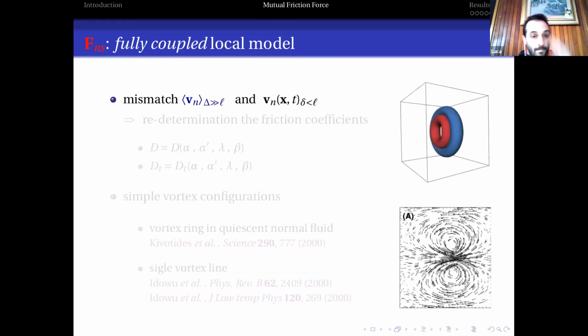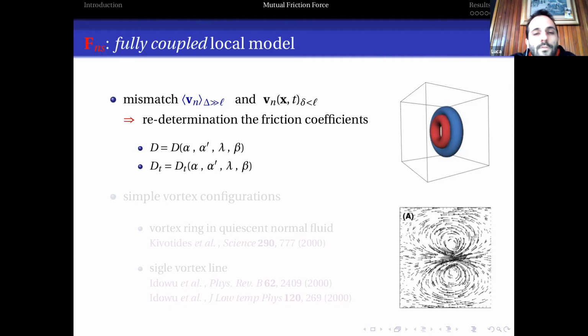So this fully coupled model started to be investigated in the early 2000s, by the work of Demosthenes Kivotides, Carlo Barenghi, and collaborators. Because there is a mismatch between the average normal fluid velocity on length scales larger than the average intervortex spacing and the actual normal velocity field, which is perturbed by the moving vortices, the first issue that had to be faced was a redetermination of the friction coefficients.